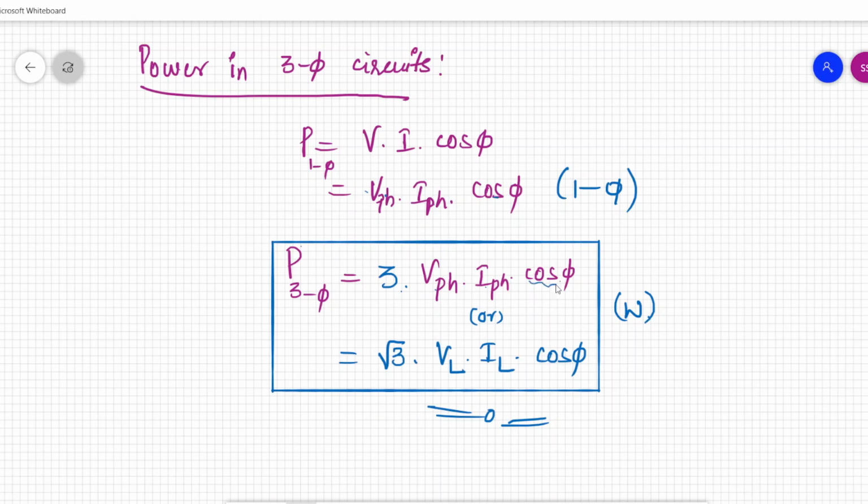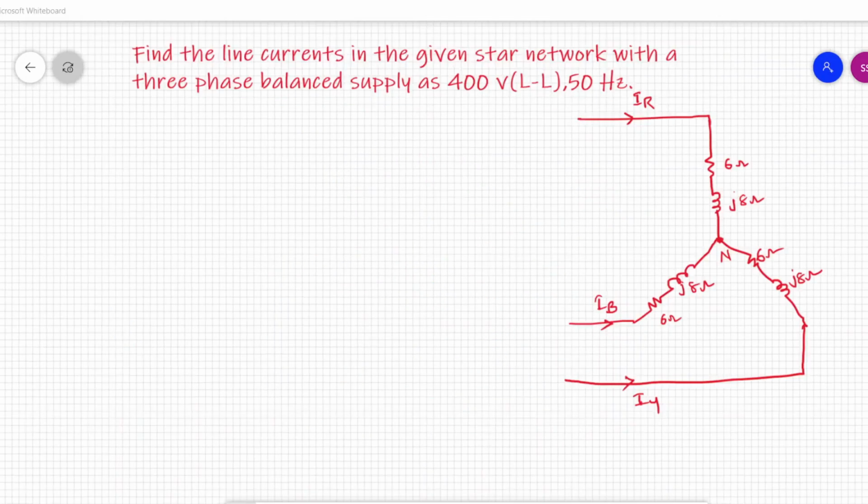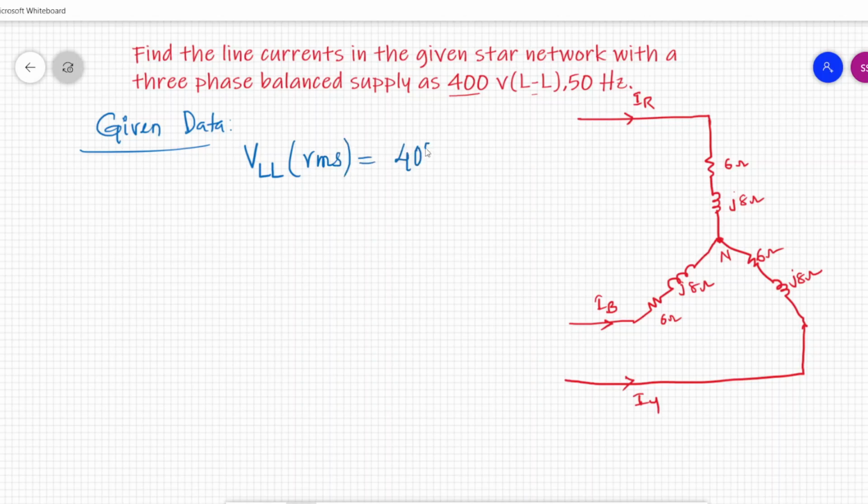Okay, let us have some problems. Here we have a circuit. Find the line currents in the given star network with a three-phase balanced supply of 400 volts, line to line, 50 Hz. Let us write down the given data first. In the question, by default, the voltage given will be line to line RMS, which is equal to 400 volts. This is the voltage by default given by the examiners. And the frequency is 50 Hz.